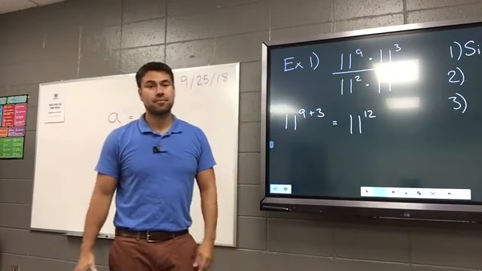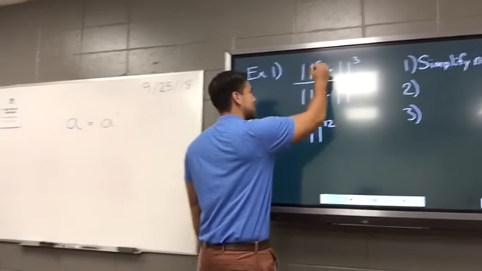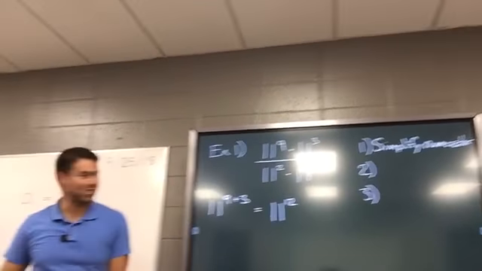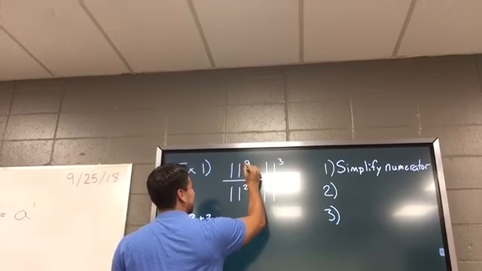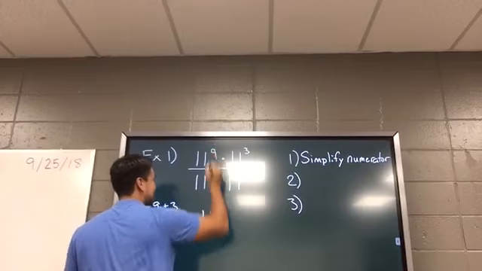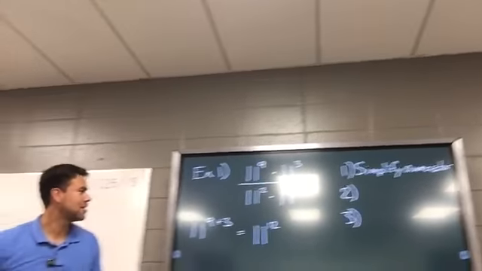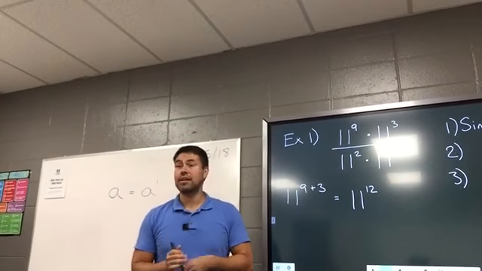Yes, sir? I thought that said 11 to the A power. Oh, okay, maybe it's this. Now it looks like a Q. I don't know what to do to make it easier, but hopefully it's a 9. Is that okay? Okay, so here I have 11 to the 12th.